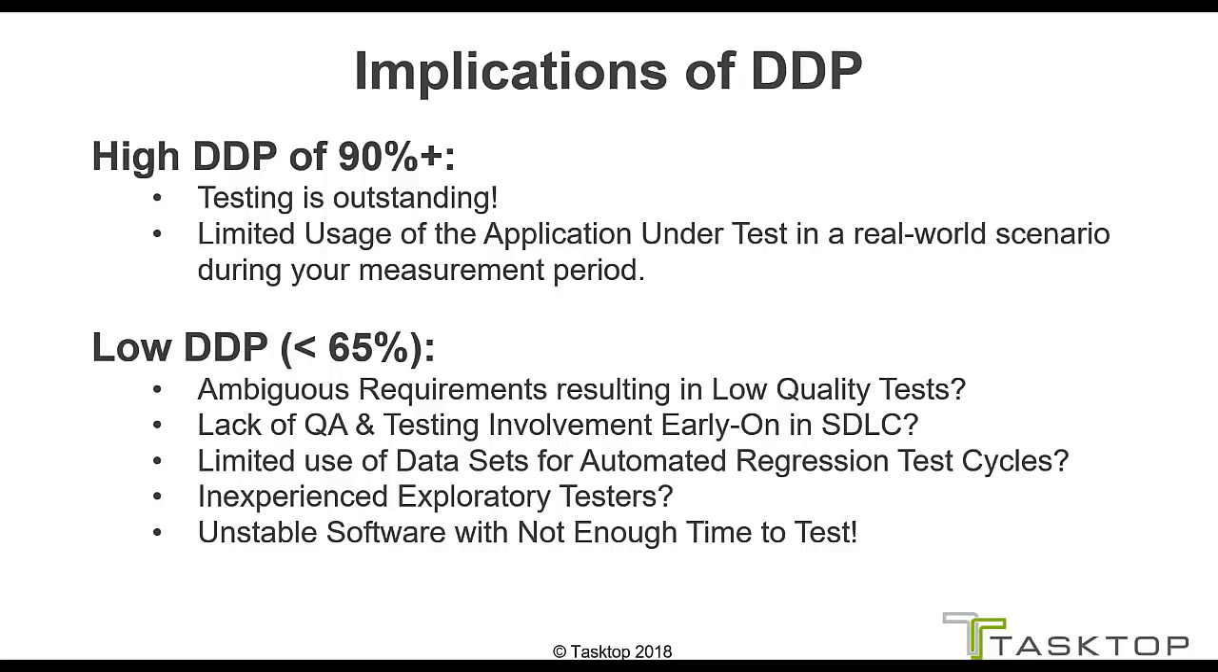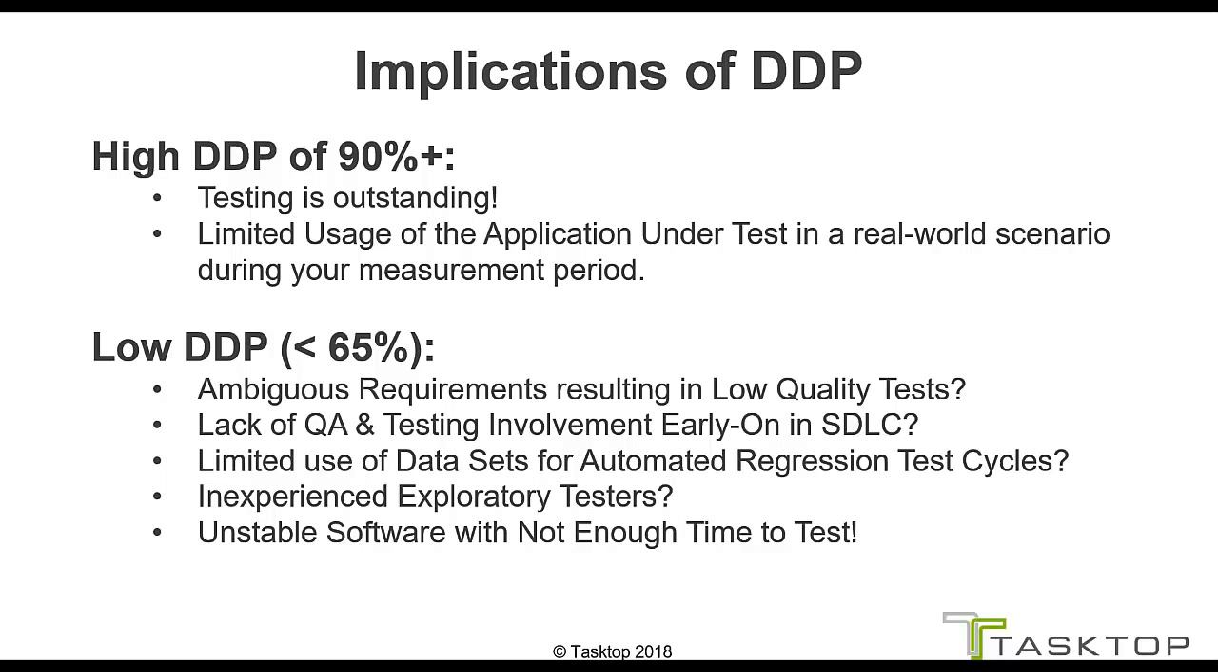So what are the implications of DDP? Like any other metric that you measure, you don't ever take anything at face value, right? The devil is in the details, of course. One of the things about DDP is this: a high DDP of 90% or more can mean a few different things. For starters, it might mean that your testing is outstanding. Great job, your team is doing fantastic. Or it could mean that there was limited usage of your application under test in a real world scenario.